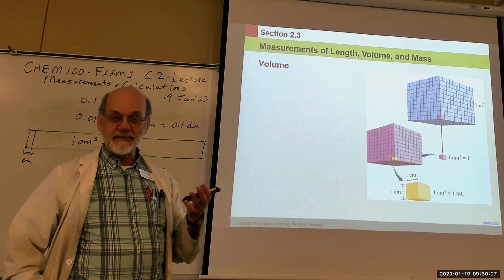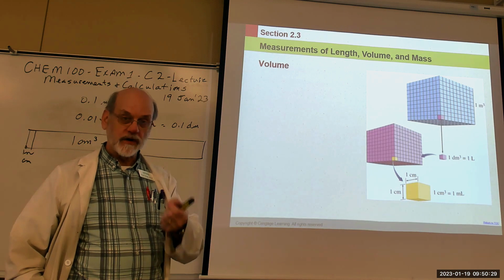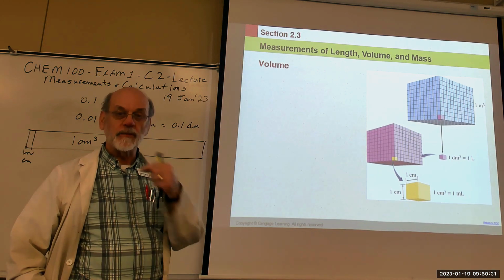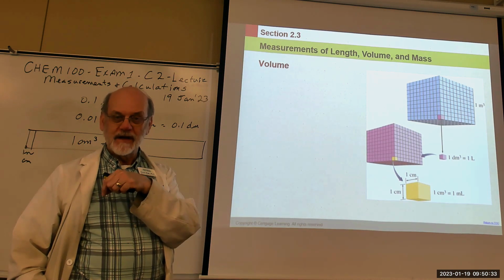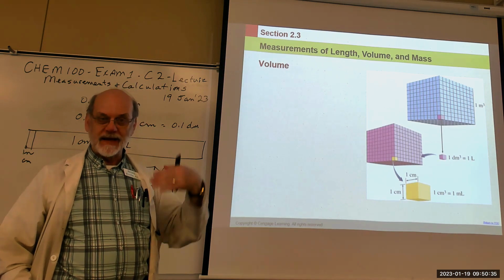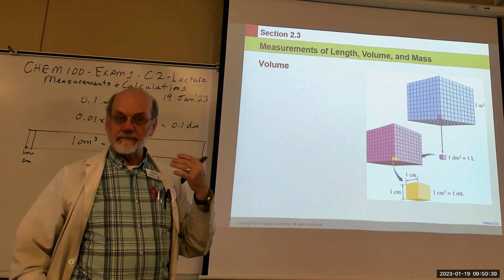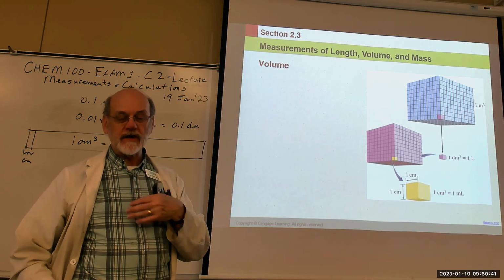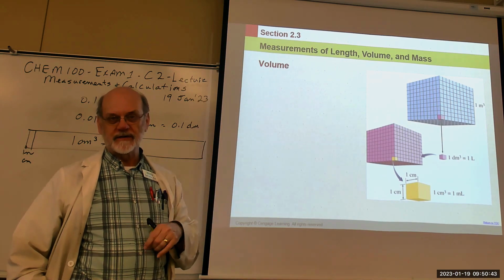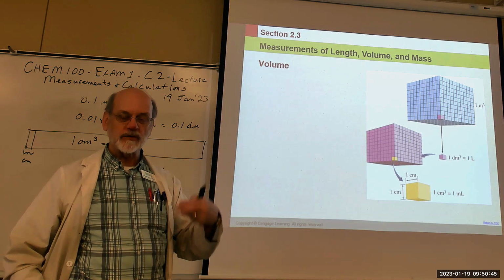Well, the nice thing about it is 1 cc, or 1 cubic centimeter, is equal to 1 milliliter. So you can now label and mark off your syringes or your other devices in milliliters, and you don't even have to change the position of the markings, because 1 cubic centimeter is equal to 1 milliliter.